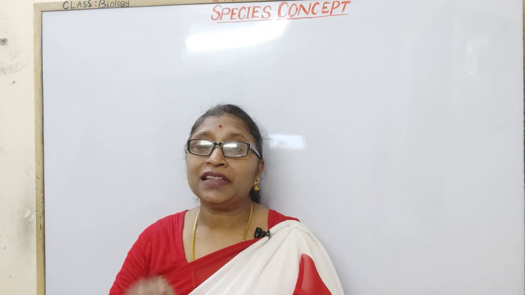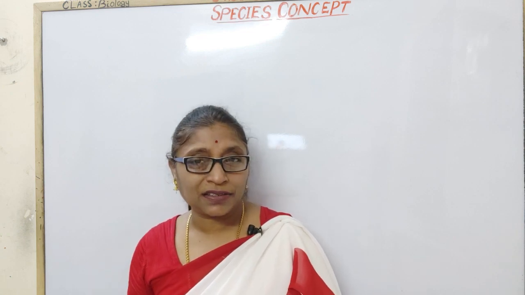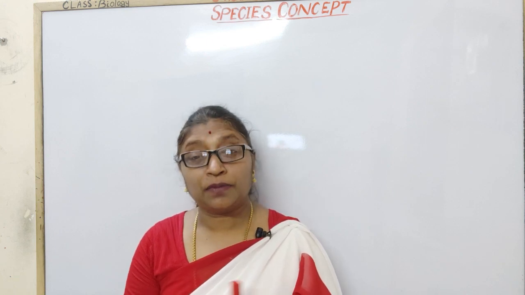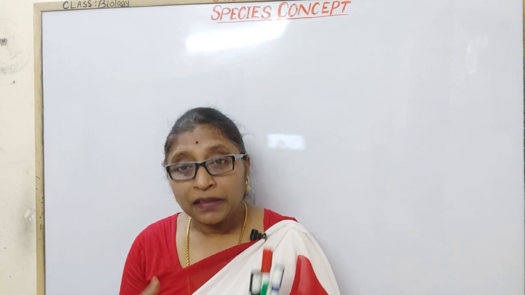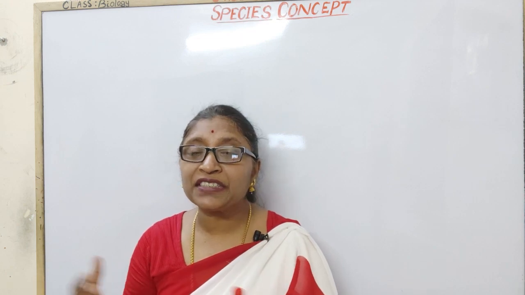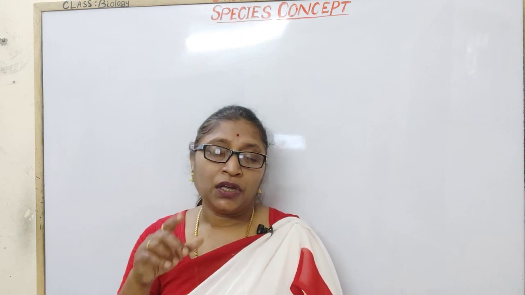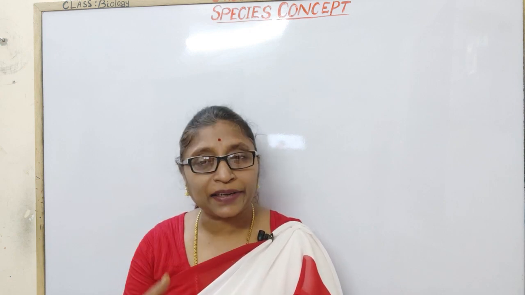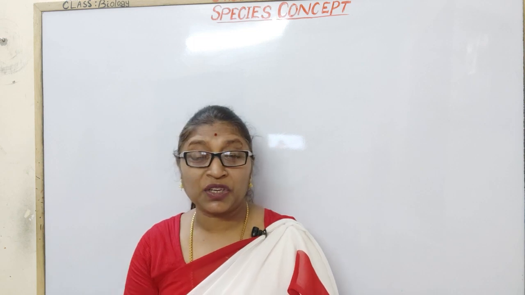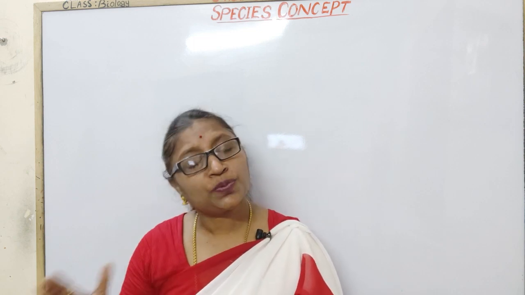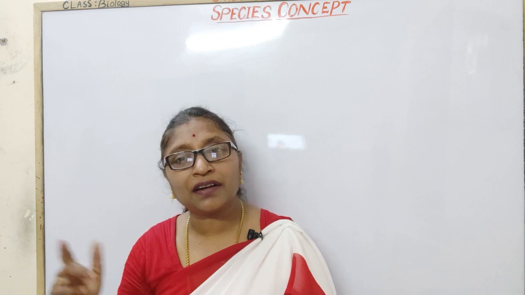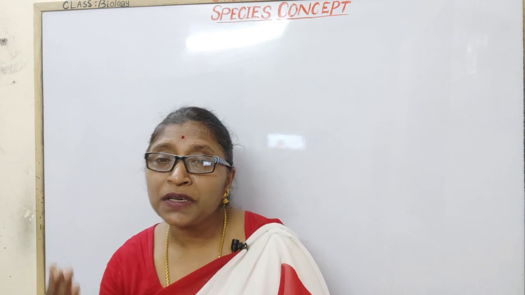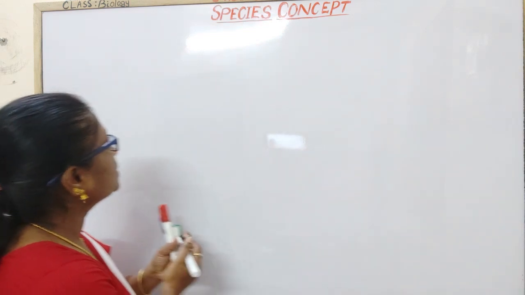So students, in this session we are going to discuss a new topic, species concept. First of all, what is species? That is, what concept is given by different scientists on species. As we discussed, there are seven basic categories of classification, from kingdom to species: kingdom, phylum or division, class, order, family, genus, species. Species is the lowest basic unit.